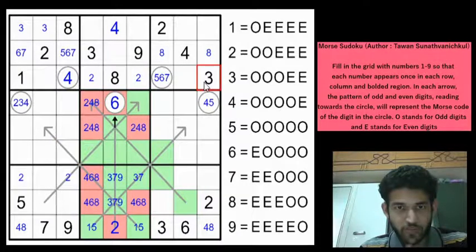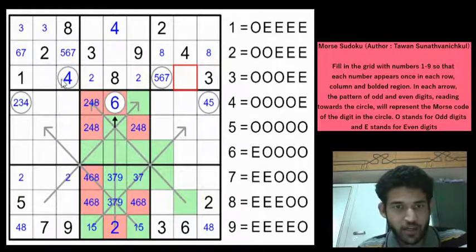If you look at row 3, we see that 9 cannot be in these two cells, right? So 9 would have to go in either row 3 column 2 or row 3 column 8.